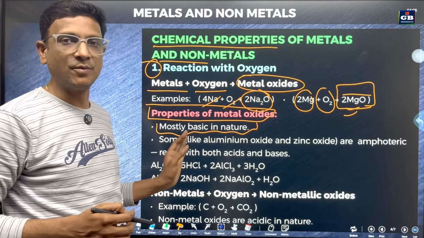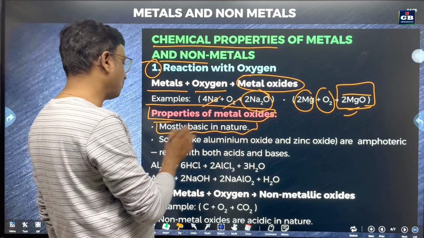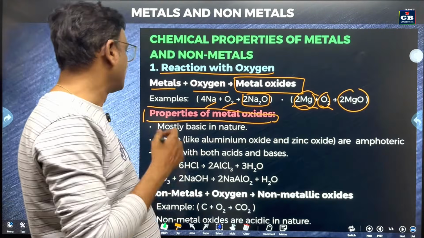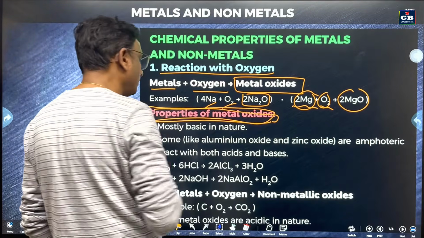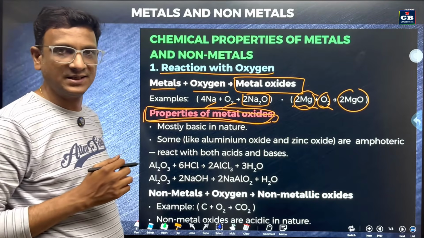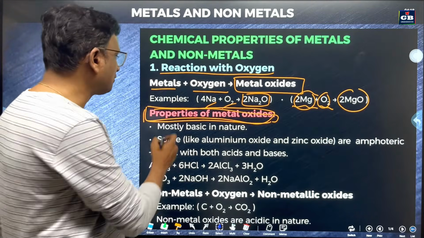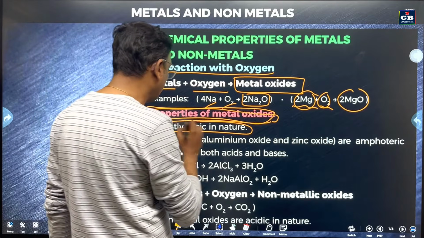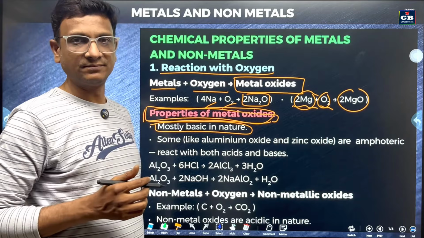Now we are seeing the properties of metal oxides. Metal oxides are mostly basic in nature. So what is a metal oxide? When metal reacts with oxygen, it forms metal oxide. Most of the metal oxides are basic in nature. That means they are alkaline in nature.